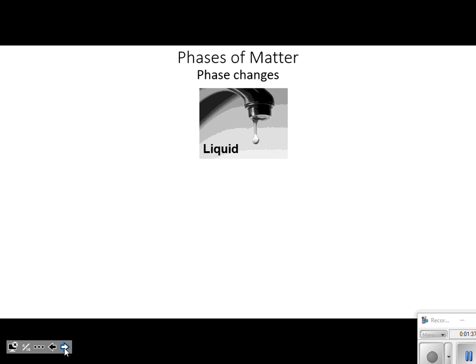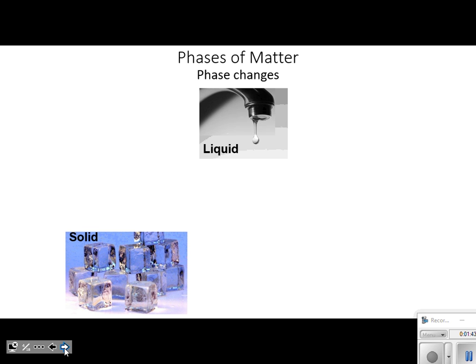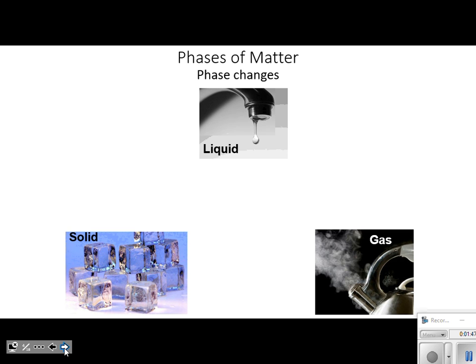As we look at these phases of matter, we know that we have liquid, we have solid, we have gas. So we are dealing with right here water. So the solid state is ice, the liquid is just plain water, and the gas is water vapor. So as we go from phase to phase, we have different names for these particular changes.